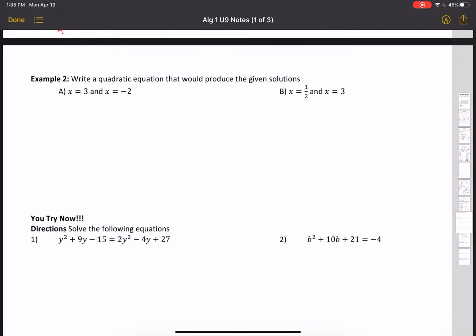Okay, so now we're going to finish up the 9C notes. We're going to finish up example 2. I might talk about the U try nows a little bit. Okay, so write a quadratic equation that would produce the given solutions.